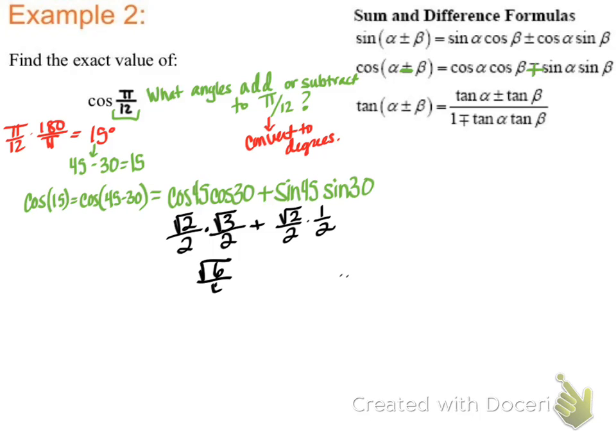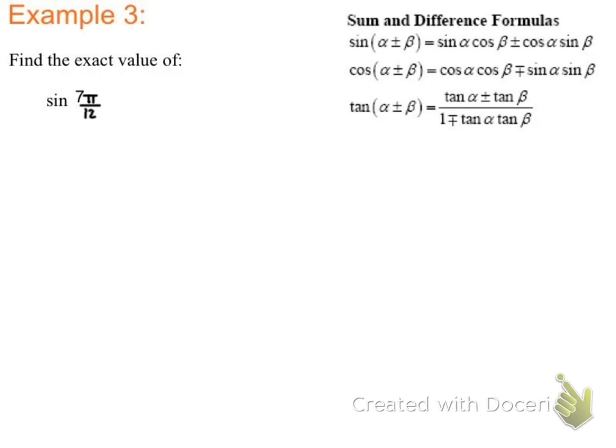Multiplying across the top, I get square root of 6 over 4, and square root of 2 over 4. Adding the two together, I get square root of 6 plus square root of 2 all over 4. So that is the exact value of the cosine of pi over 12. And again, I could punch that into my calculator and compare the values if I was interested in checking for equivalence. So let's do this again.